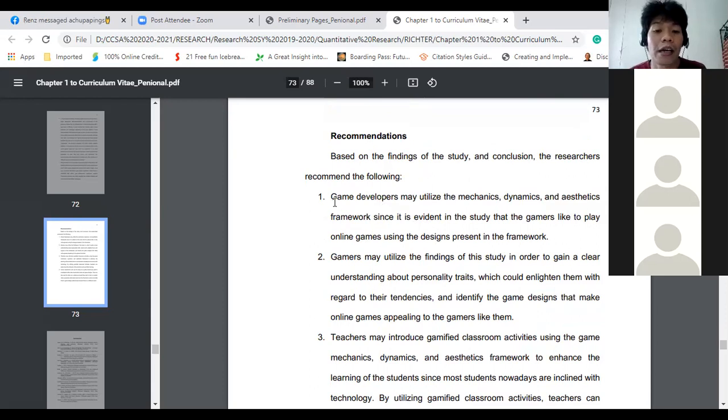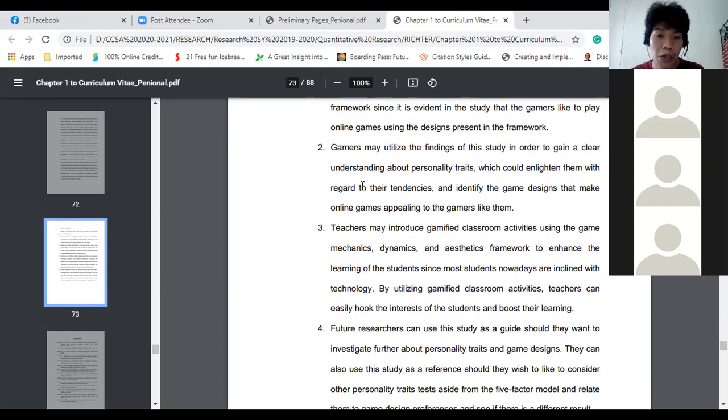First, game developers may utilize the mechanics, dynamics, and aesthetics framework since it is evident in the study that the gamers like to play online games using the designs present in the framework. Gamers may utilize the findings of the study in order to gain a clear understanding about personality traits, which could enlighten them with regard to their tendencies and identify the game designs that make online games appealing to gamers like them.